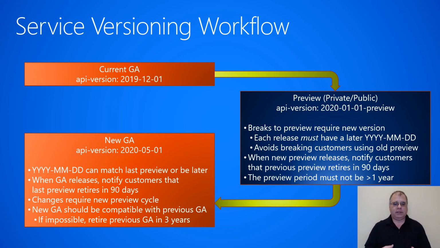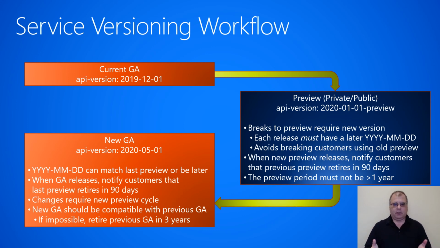When the GA releases, again, you notify customers that the last preview will retire in 90 days. So your preview customers still get to use it, even though you went to GA, but only for 90 more days, and then they have to migrate to the GA version of the service. Any changes to the GA version requires repeating this whole cycle again, and you start a new public and private preview, and everything in the blue box restarts.